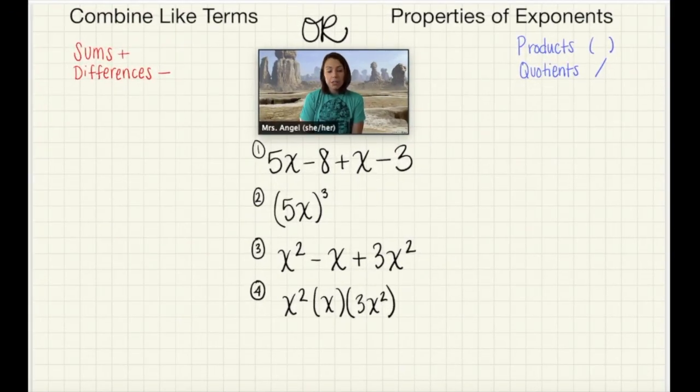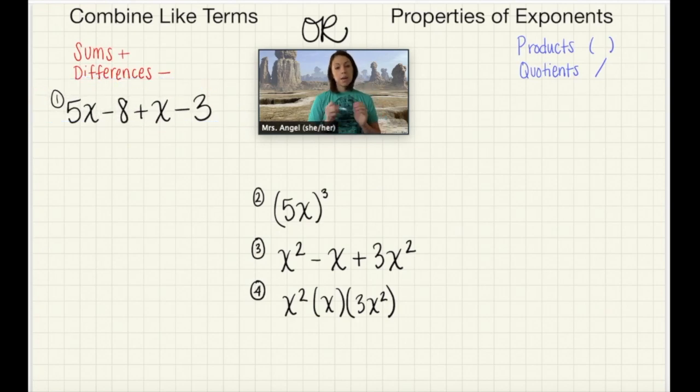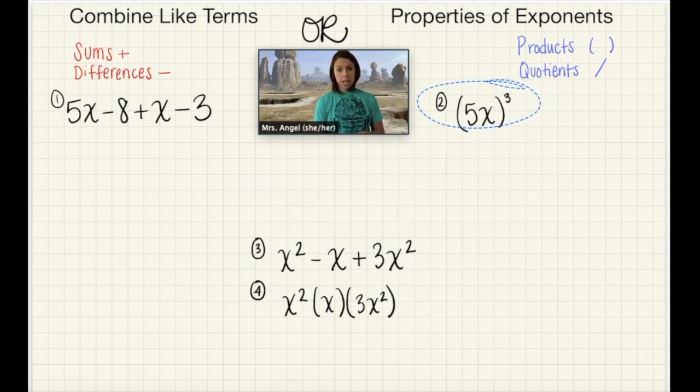Great, let's see how you did. First expression, 5x minus 8 plus x minus 3. That's a lot of pluses and minuses. That means this is definitely combining like terms. Expression 2, 5x quantity to the power of 3. Not only is 5x a product, 5 times x, but it's also raised to a power. That's definitely going to be our properties of exponents.